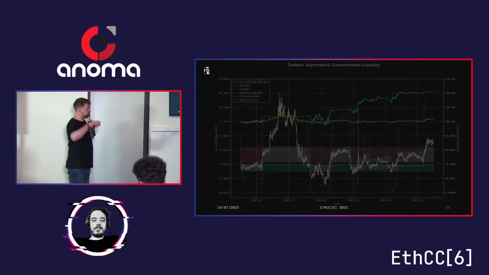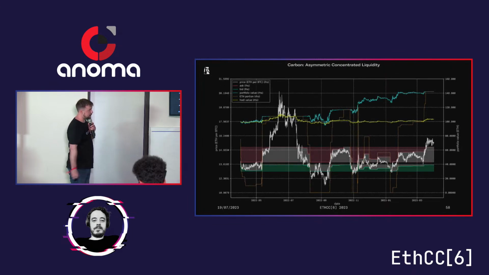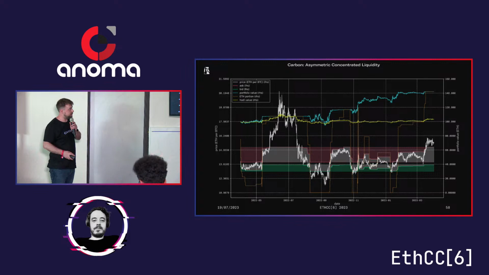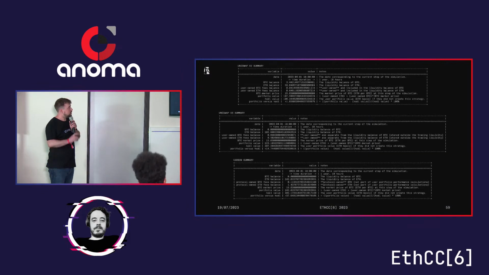So at the end of that simulation, you can see Carbon's actually done quite well. It looks like with the HODL position again, we started at about 110, but we've ended up pretty close to 140-something. So the simulator generates these kinds of readouts, okay?